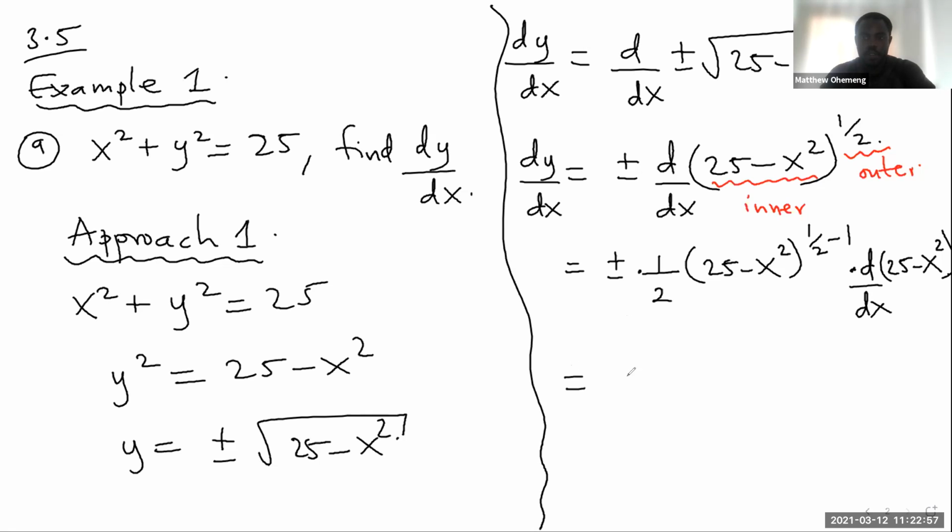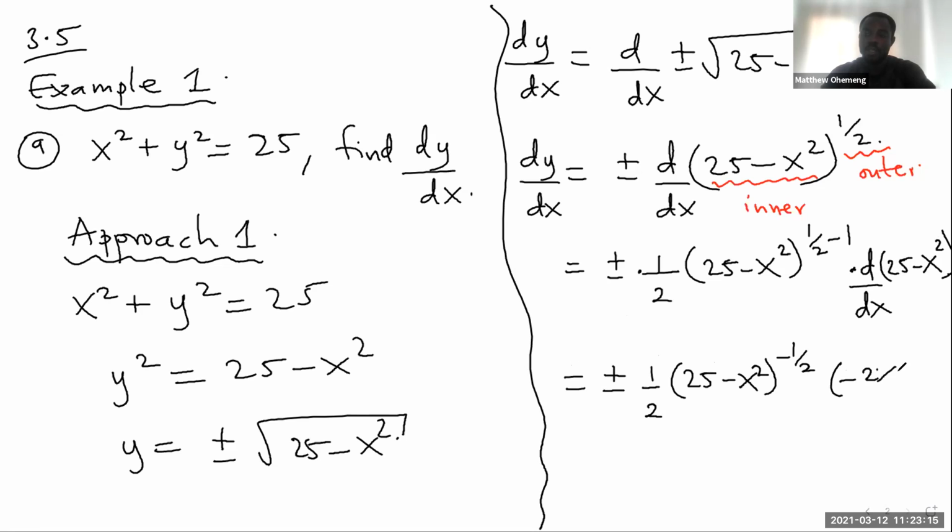Okay, so the derivative is just going to be plus or minus 1 over 2, and then 25 minus s squared to the negative 1/2. And then for this one, what do we do? Well, this is the difference rule, right? The derivative of 25 is 0 since it's a constant. And then I have minus the derivative of s squared, which is what?